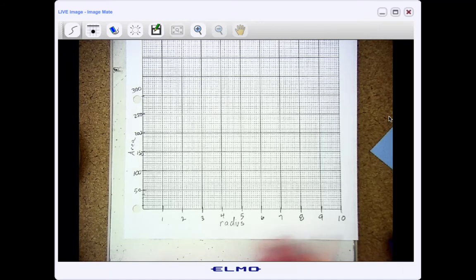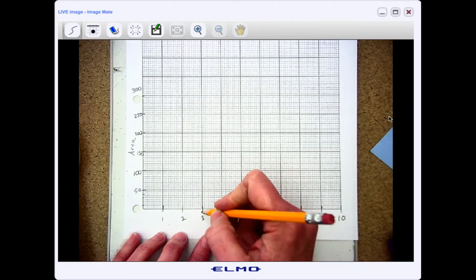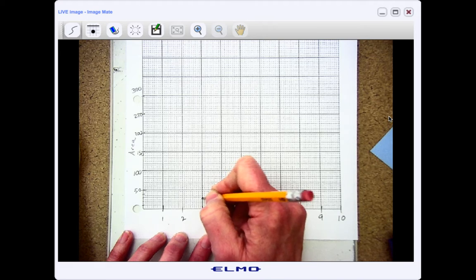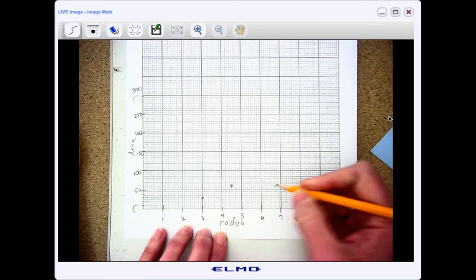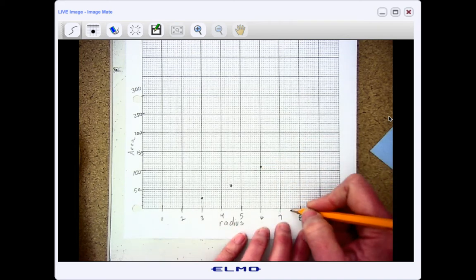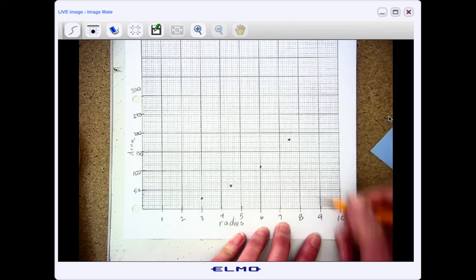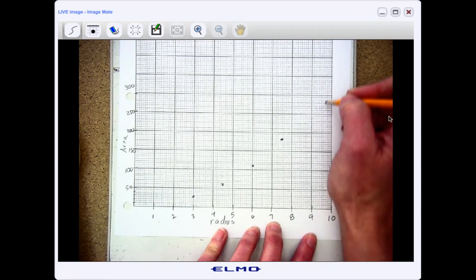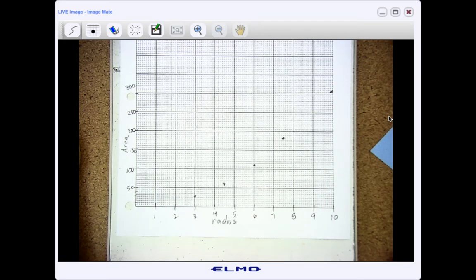Okay, all right, so you should have gotten something that looks kind of like this. So radius of 3, we're going to go up to 28, so about so. Radius of 4.5, we're going to go to 63, so about kind of so. And then radius of 6, 113, kind of here. Radius of 7.5, let's see, we got 177. Okay, and then radius of 10, 314. So it should kind of look like that.